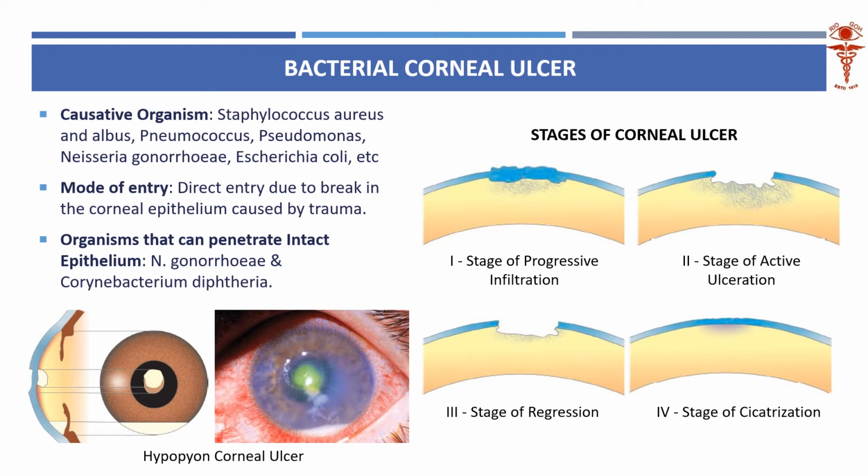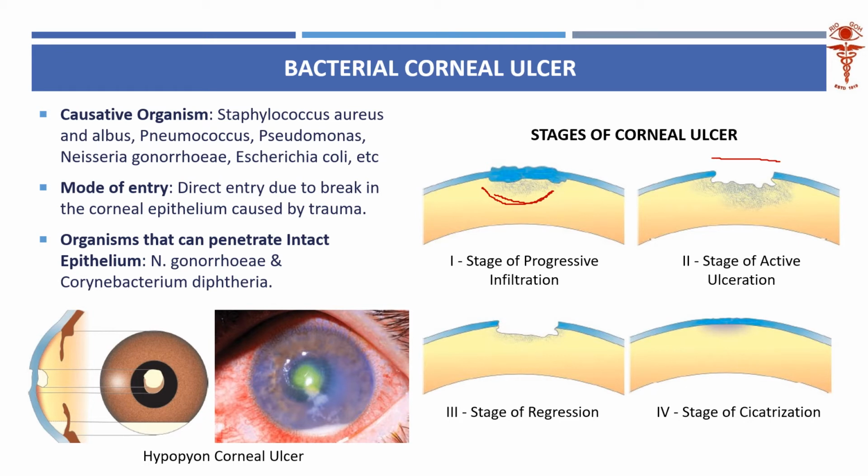Now, the next important thing which I want you to know is the stage of infiltration, the stage of ulceration, the stage of regression, and the stage of cicatrization. So these are the 4 stages of corneal ulcer. First, there is some epithelial injury. Because of epithelial injury, there is a stromal infiltrate. Can you see the stromal infiltrate? Once a stromal infiltrate happens, the epithelium will denude and then become an ulcer. Can you see? The epithelium is denuded and this becomes an ulcer.